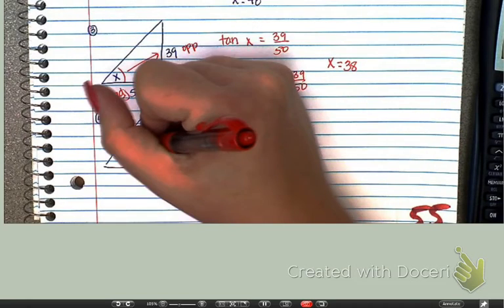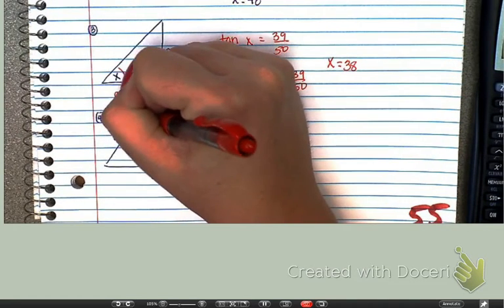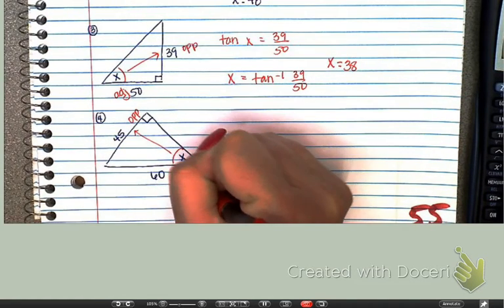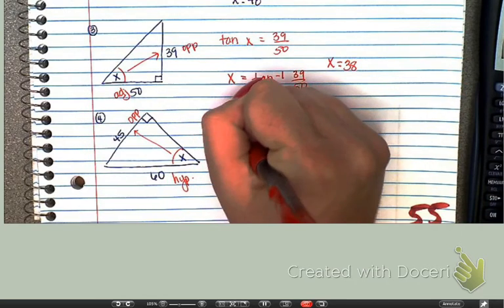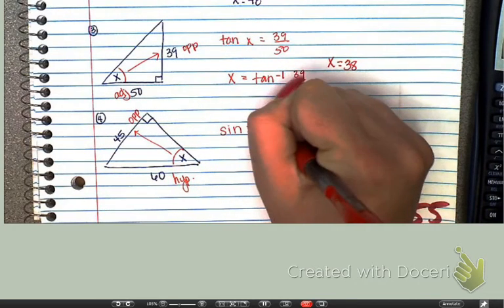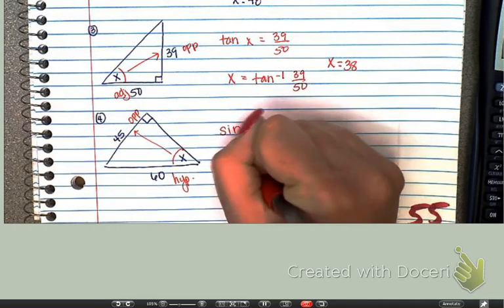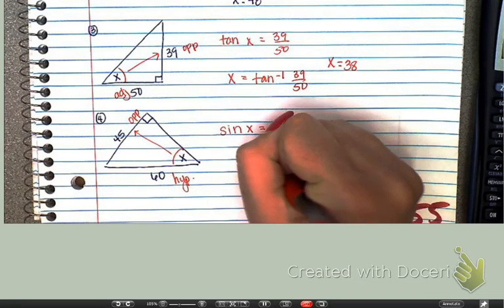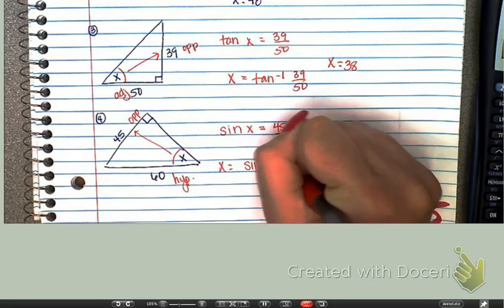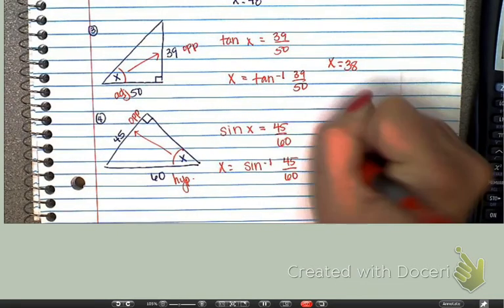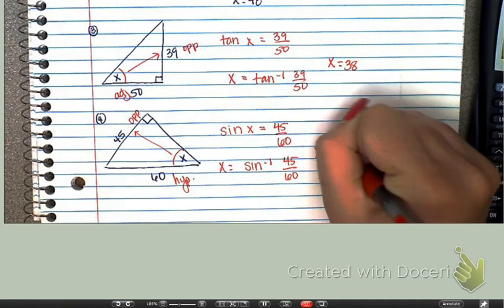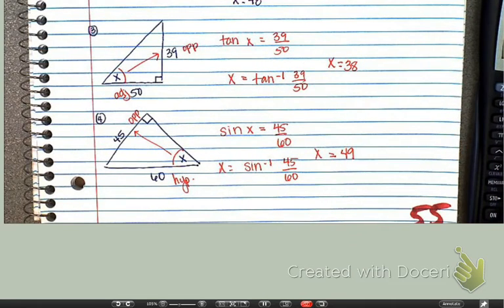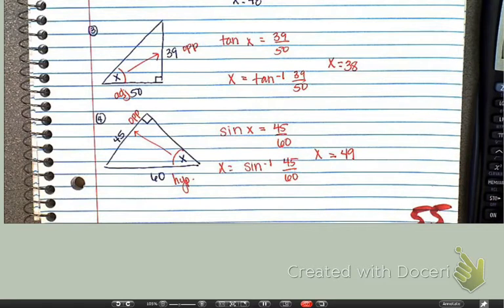And then for the next one, I have the opposite and the hypotenuse, which is sine. So the sine of x equals 45/60. Again, we're using the inverse. And when you plug it in, you get x equals 49. Again, make sure you're rounding appropriately. You won't lose all your points if you don't round appropriately. However, you won't get full points if you don't round appropriately.